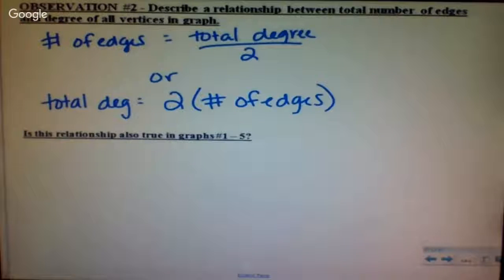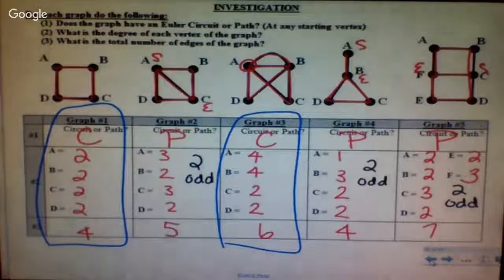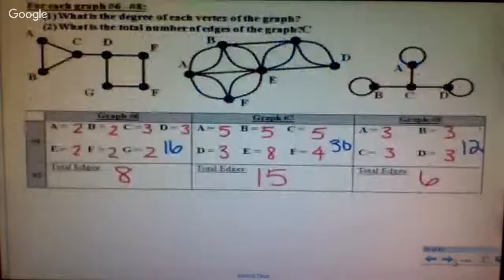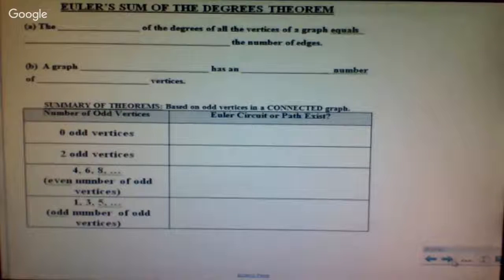The next piece says, is this relationship also true in graphs 1 through 5 that we already did? If we back up, what was my total degree here? 8. We had 4 edges. Works. Here we've got 10 and 5. Here we've got 12 and 6. Here we have 8 and 4. So the answer to that question is yes.